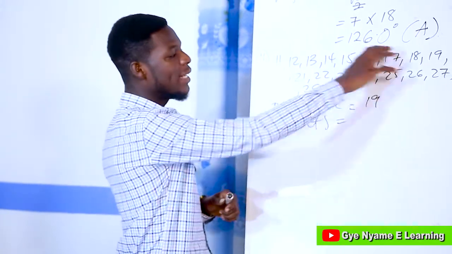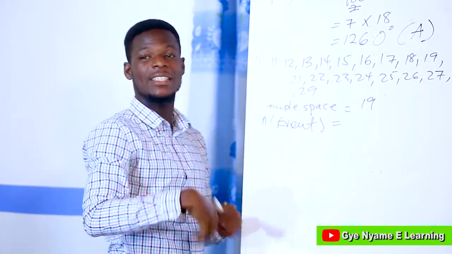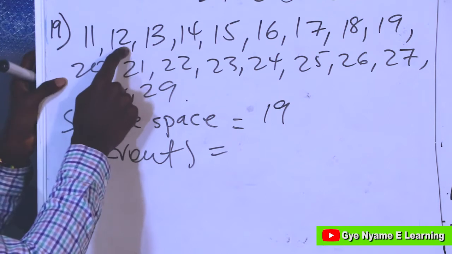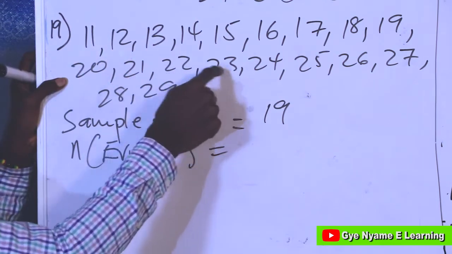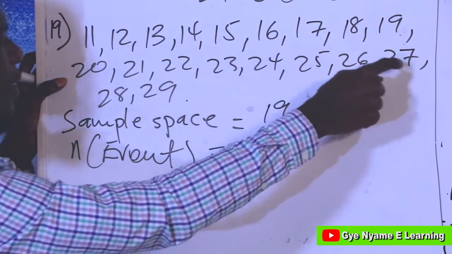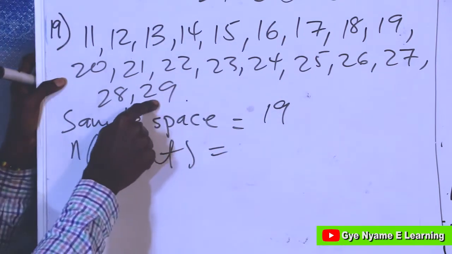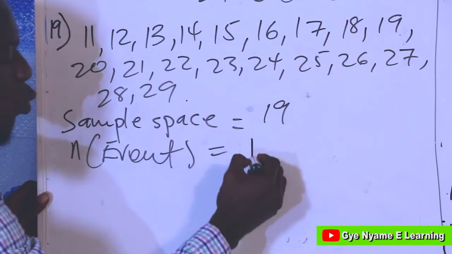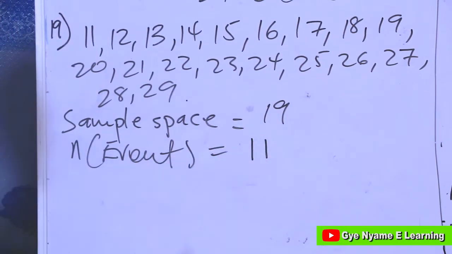So look through the data. Which of them contains the digit 2? 12 contains the digit 2. So 1, 2, 3, 4, 5, 6, 7, 8, 9, 10, 11. So you have 11 of the data containing the digit 2. So your number of events is 11.